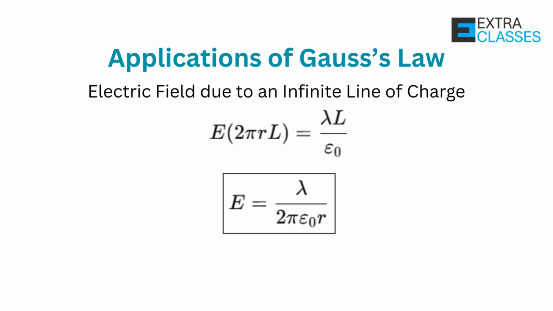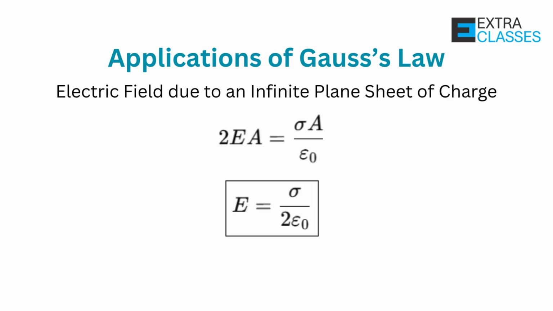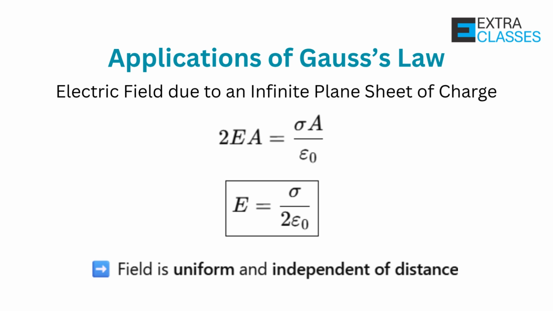Second, electric field due to an infinite line of charge, with linear charge density as lambda, and for a cylindrical Gaussian surface of radius r and length l. The field is inversely proportional to r. Third, electric field due to an infinite plane sheet of charge, with surface charge density as sigma. Use of a pillbox Gaussian surface results in a field that is uniform and independent of distance.